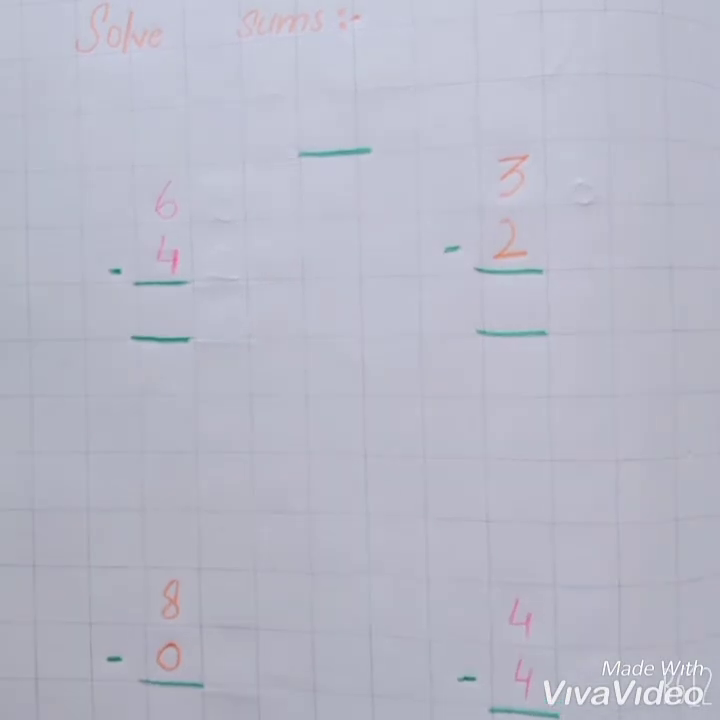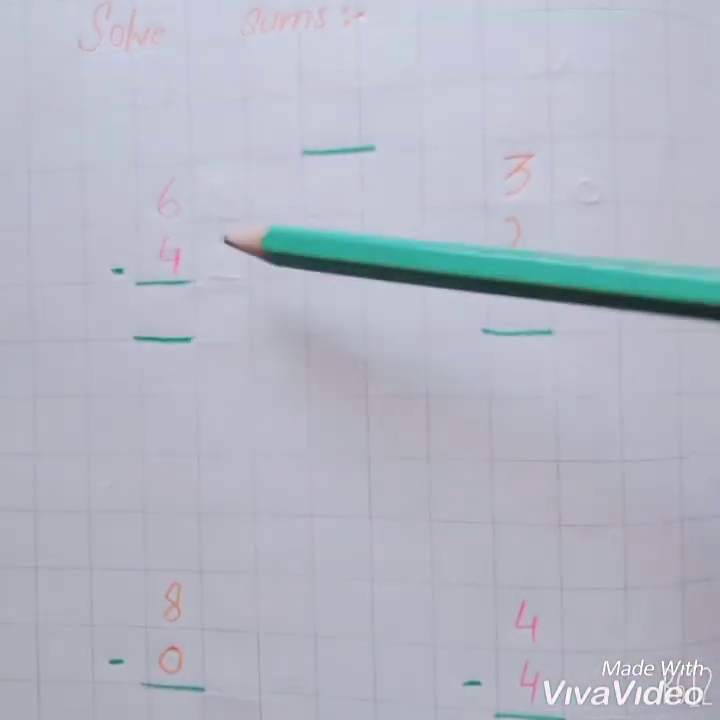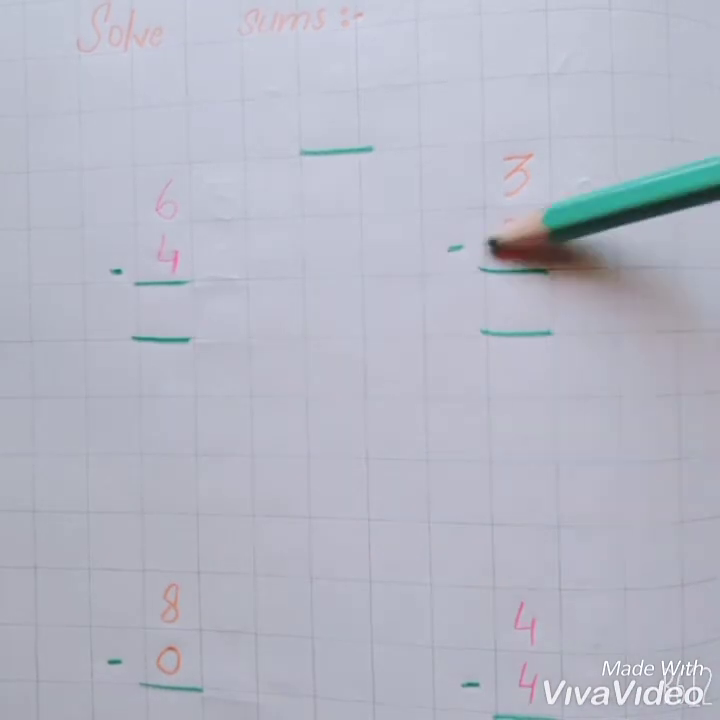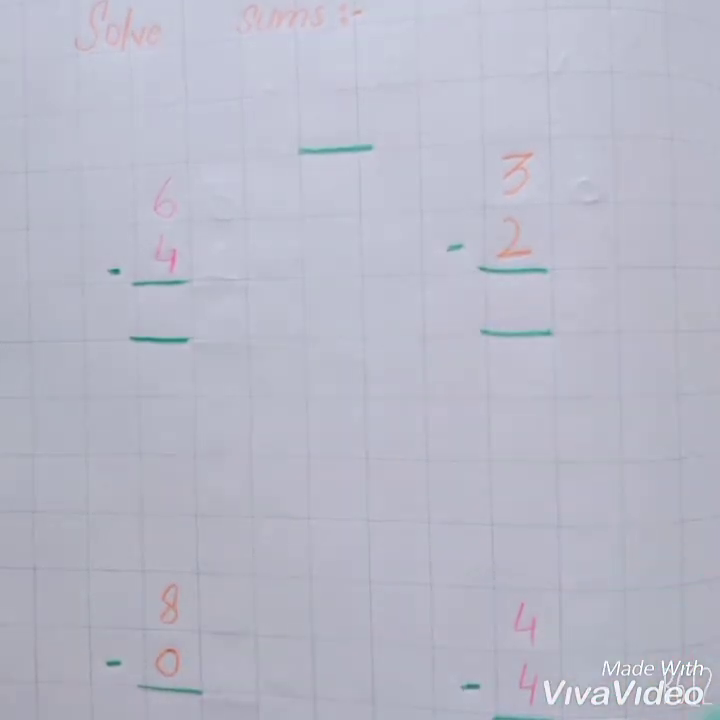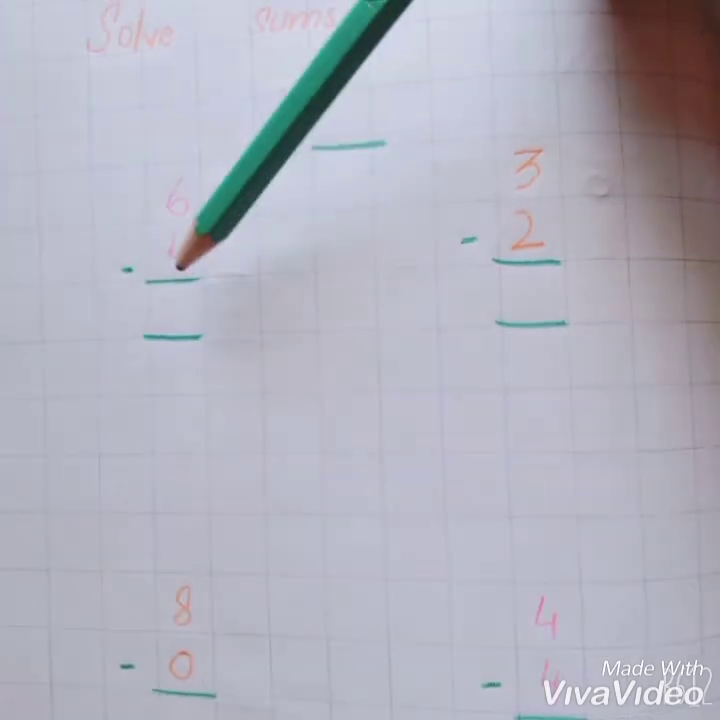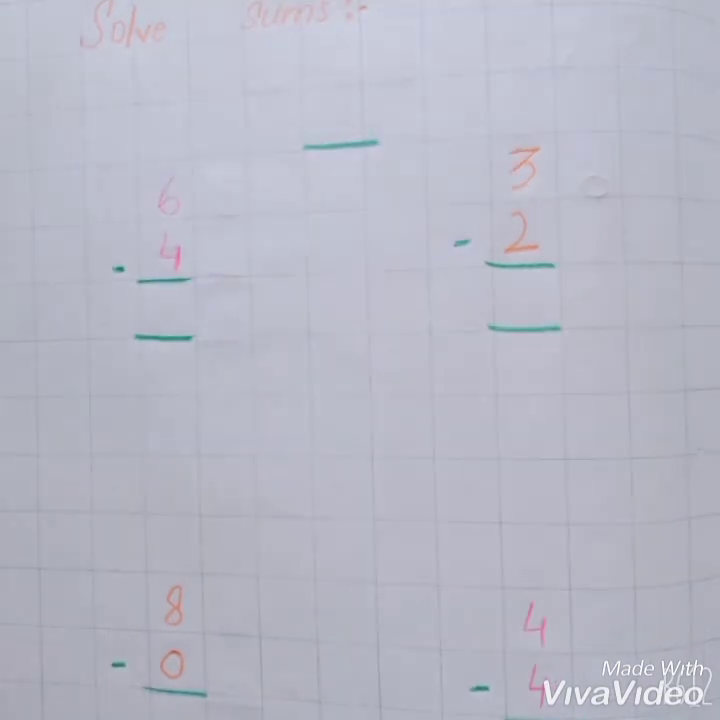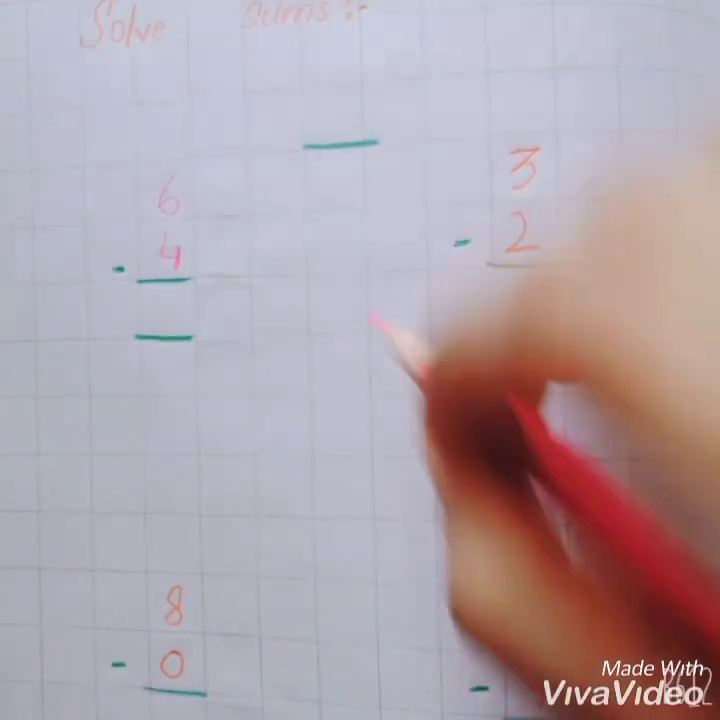Okay, here are the sums: 6 minus 4, 3 minus 2, 8 minus 0 and 4 minus 4. Dear students, the second name of subtraction is also minus. Okay, now let's start. You have to solve sums.